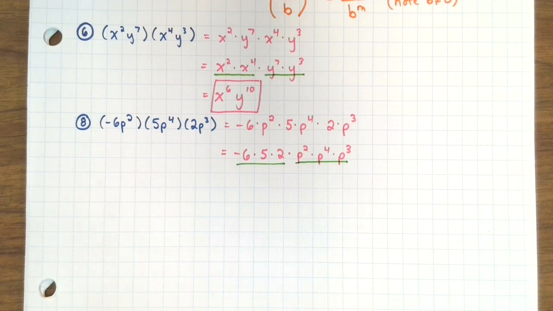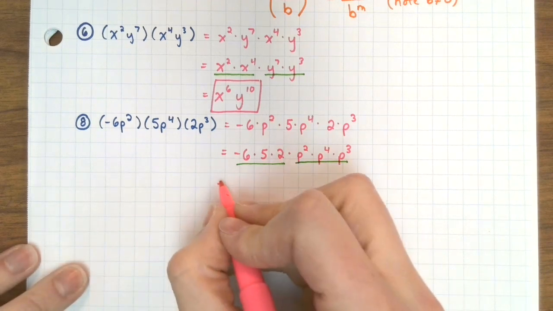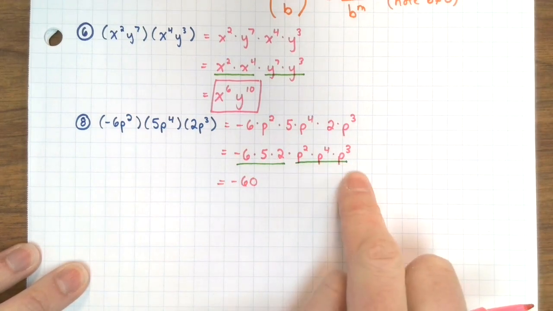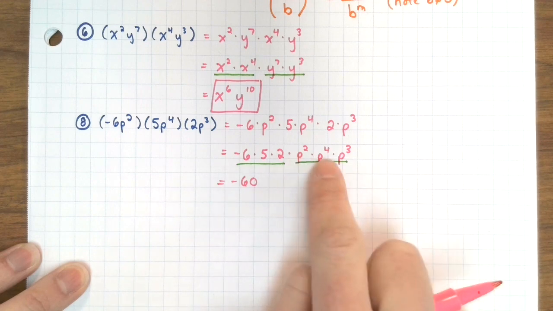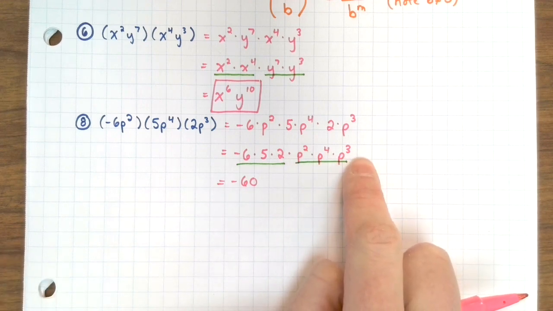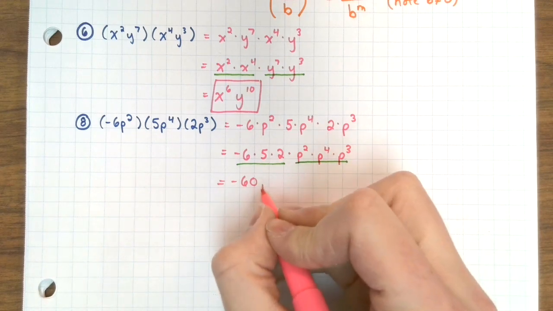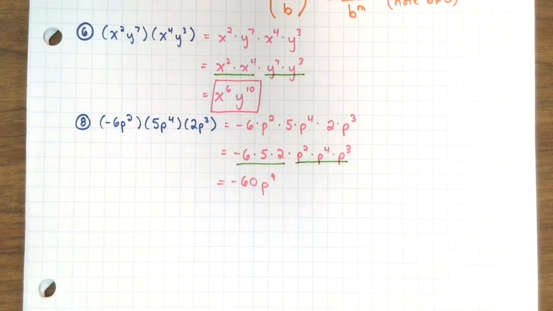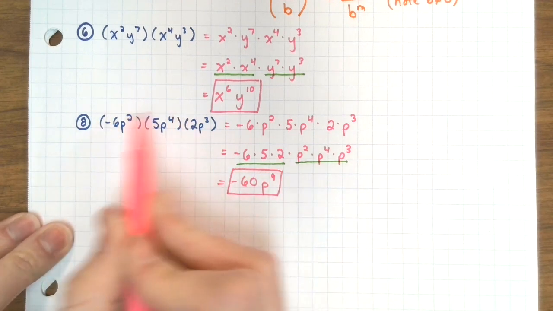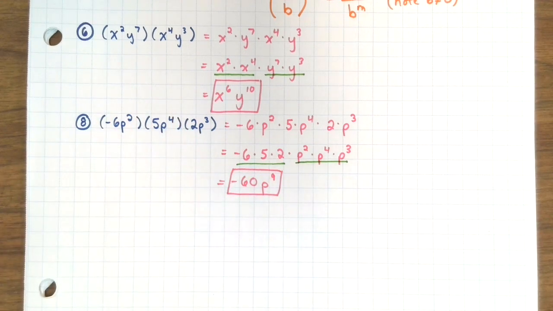-6 times 5 times 2 is going to be -60. And then using the product rule here, since they all have a base of the variable p, we're going to add all of our exponents together. So 2 plus 4 plus 3 is going to make 9. So this is going to end up being p to the 9th power. And this would be our final answer. And so that's the simplified form of this expression here.